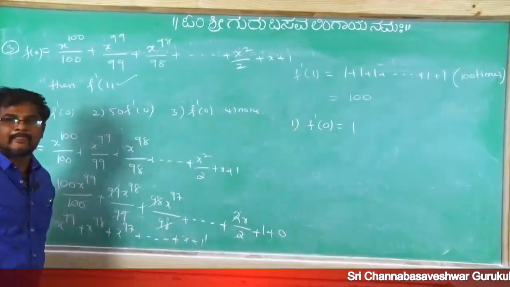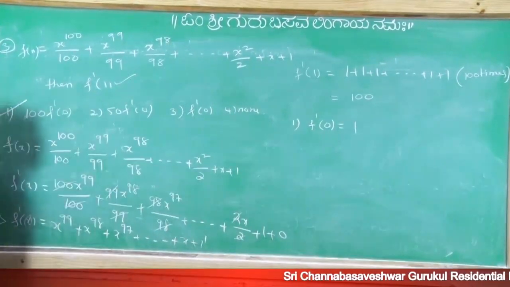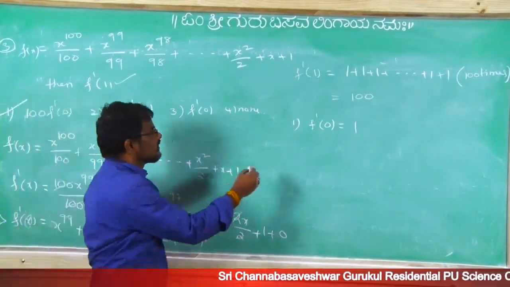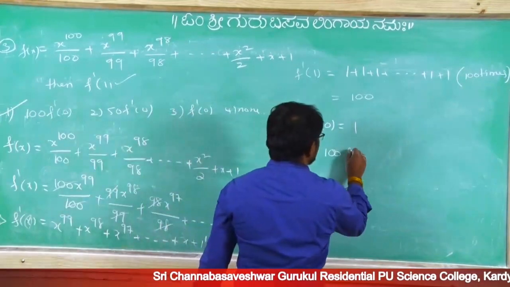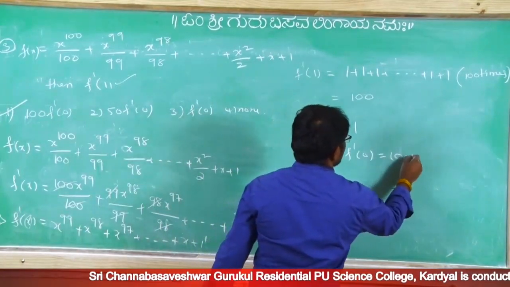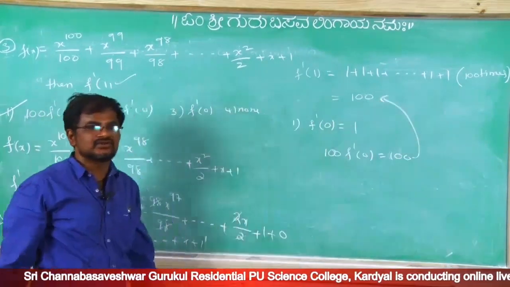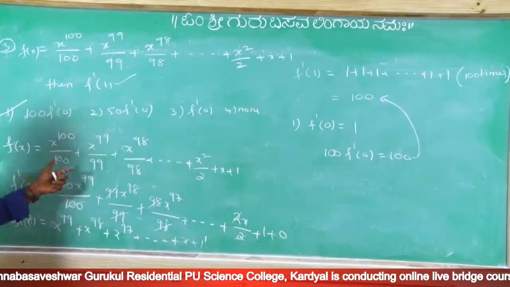Now identify the answer. So this is our answer or not? Because the first option is what? The first option is 100 into f dash of 0. That is equal to what? This is equivalent to this one. So that's why this is our answer.